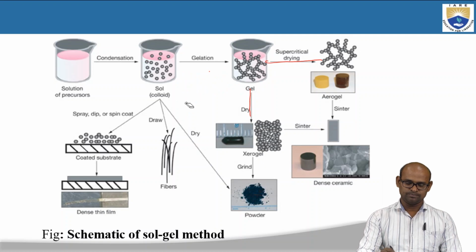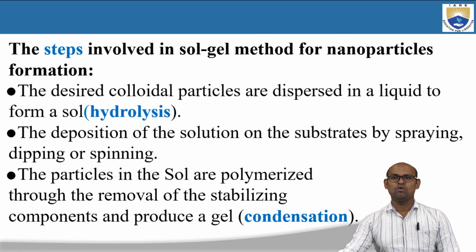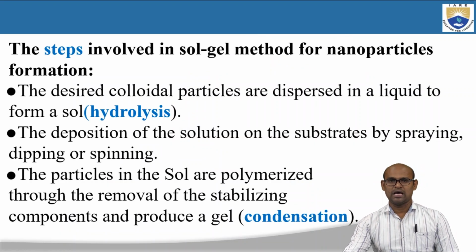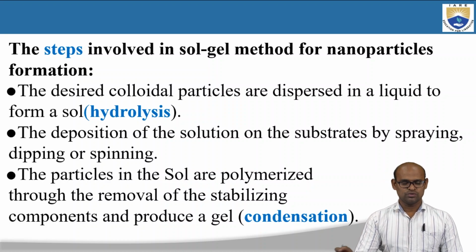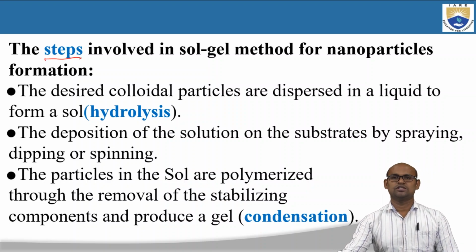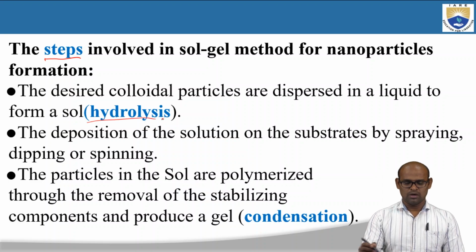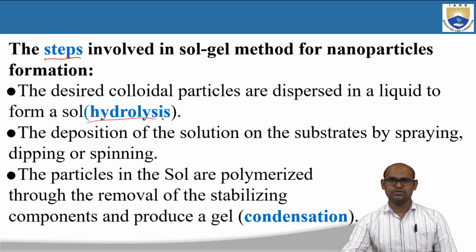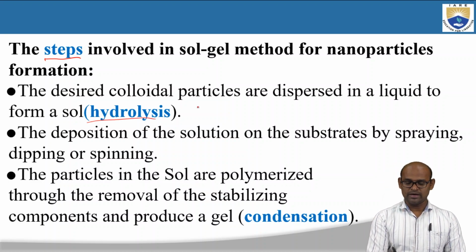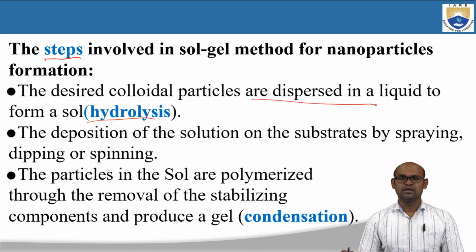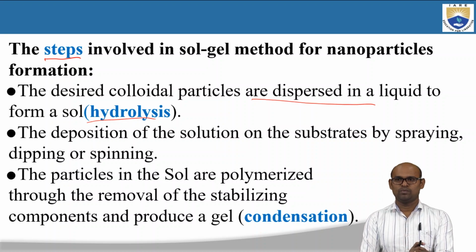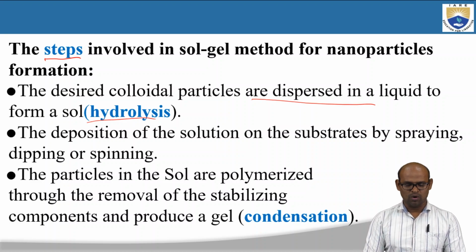Okay, so the steps involved in the sol-gel method for nanoparticle formation. These are the steps that are involved. The desired colloidal particles are dispersed in a liquid to form a solution through hydrolysis. So first a solution is prepared. We are going to disperse particles into this liquid to form a solution through hydrolysis.